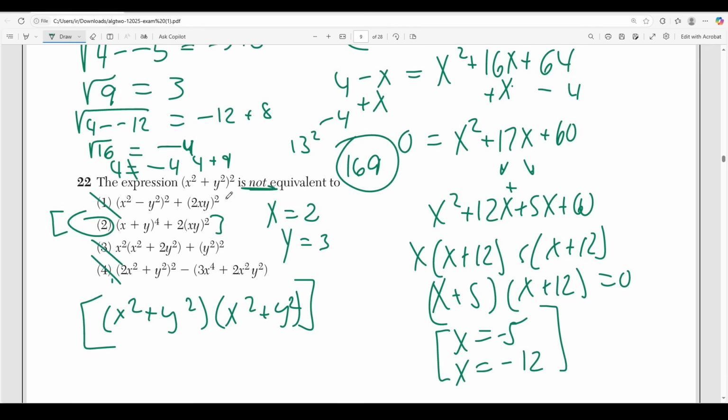So if you plugged in 2 and 3 for all these answer choices, this one gives you 169, this one gives you 169, this one gives you 169. But what about answer choice number 2? Right, let's check it out. Choice 2, if you do 2 plus 3 to the power of 4 plus 2 times 3 squared, that gives you 697. 697 and 169 are two different values, so this one is not equivalent because it doesn't give you the same value.